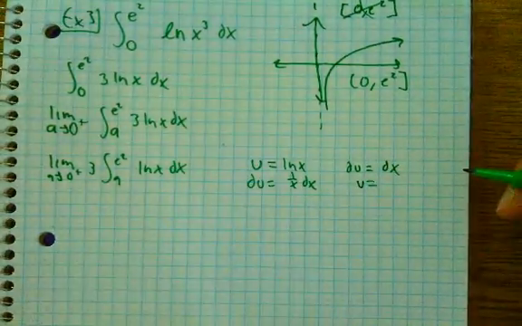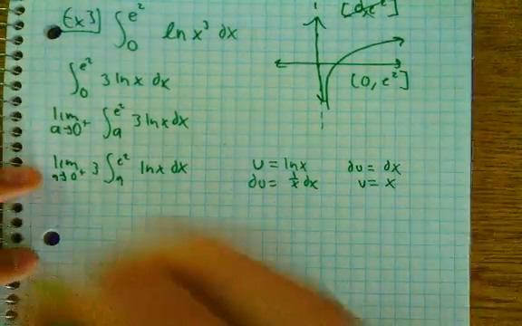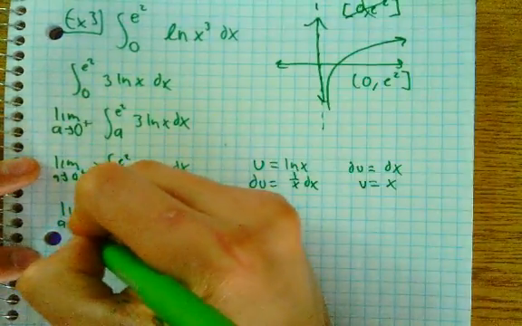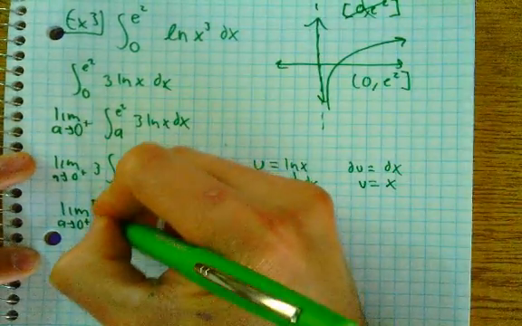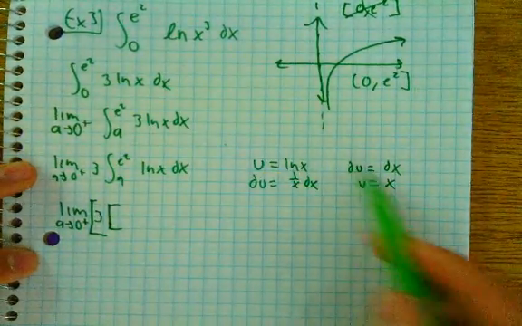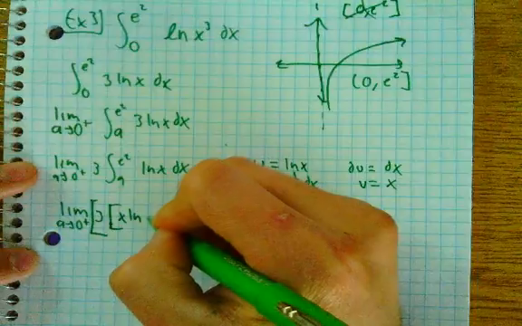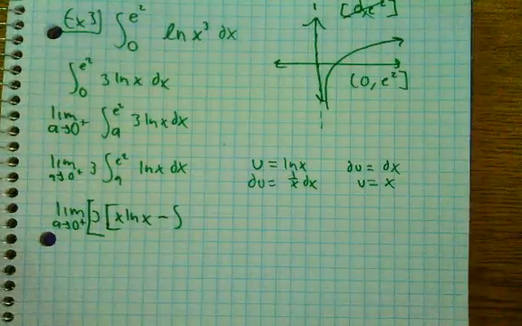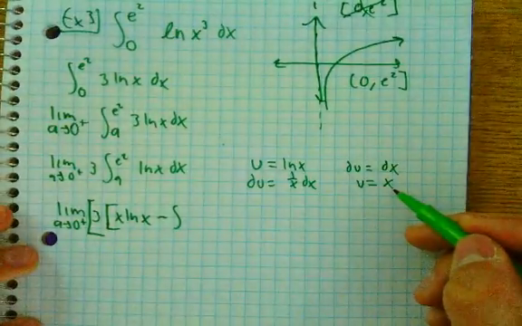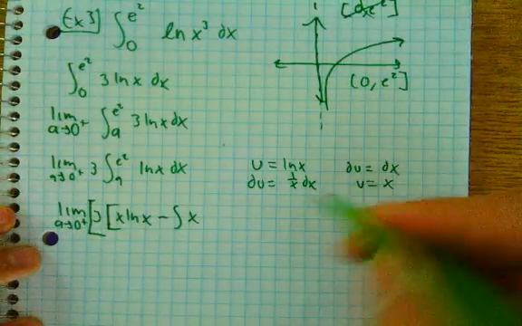Okay, so then the limit as a approaches 0 from the right of 3, and then I'm going to put this right here. So it's uv, right? x ln x minus the integral of v du, my mistake, sorry, v du, right? So v is x, and du is 1 over x dx, and we're still going from a to e squared. Agreed?